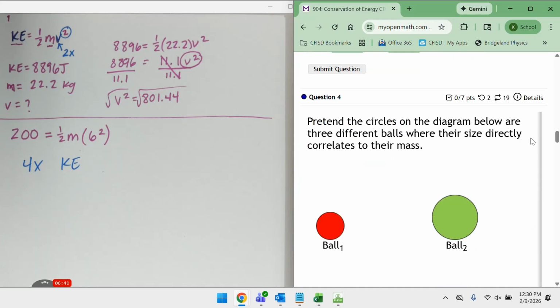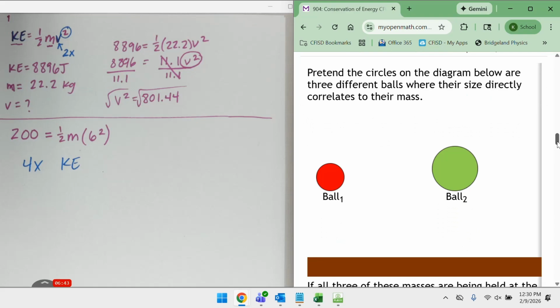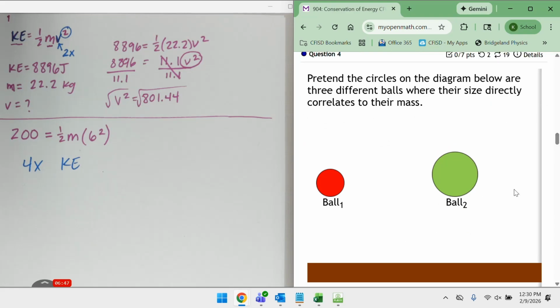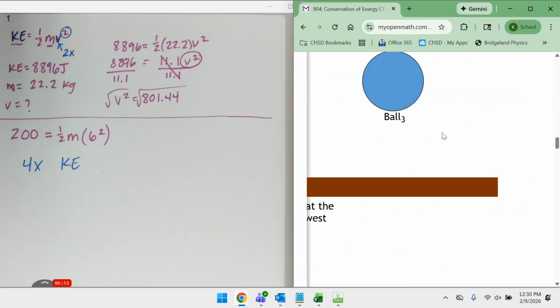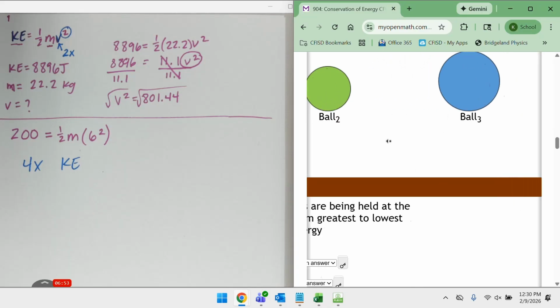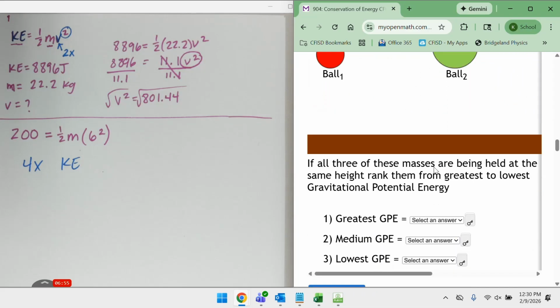Question 4. We have these pictures again. It says, pretend the circles in the diagram are 3 different balls where their size directly correlates to their mass. So same scenario as before. I can see ball 1 and ball 2. Ball 3 is over here. It's the biggest. And so this is another ranking task.